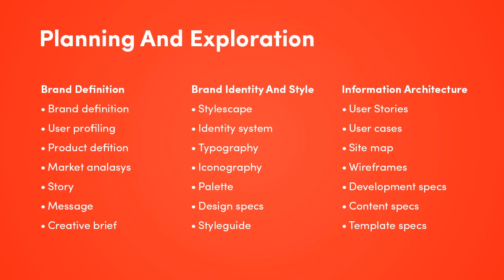So this is the first part of the web design process, planning and exploration, and as you can see, this part is divided into three parts of its own, and they're called brand definition, brand identity and style, and information architecture. Starting with the brand definition, we want to spend some time defining the brand, and maybe the customer already has done this, but define the brand. What do we want people to think about when they come in contact with this brand and this website? User profiling, I've talked about a lot.